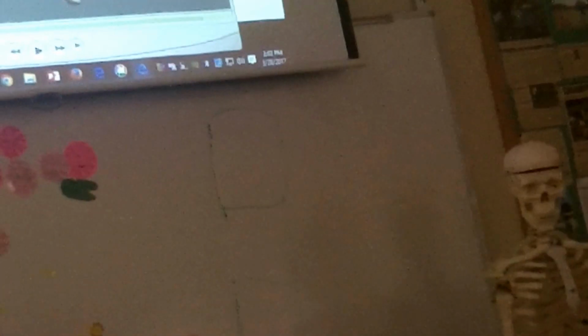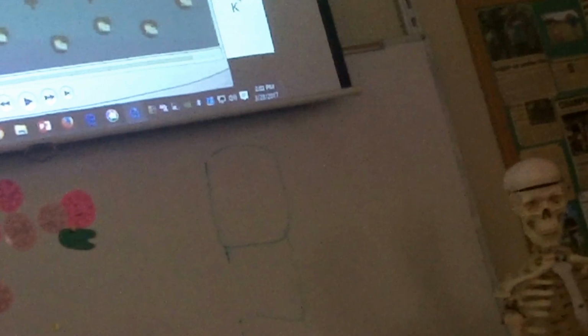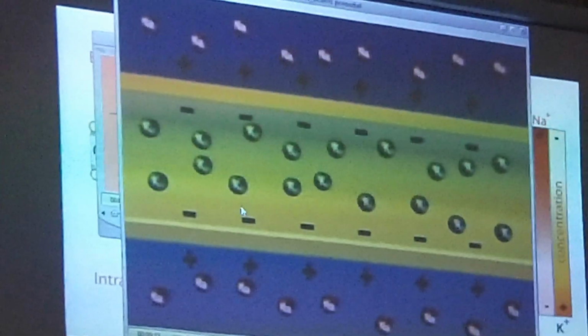Okay. So, here's how this works. I want you to notice there's two ions involved. An ion is a charged atom. Y'all got to watch up here to understand this. This is not easy. There are two ions involved. Sodium on the outside of the axon and potassium on the inside of the axon.